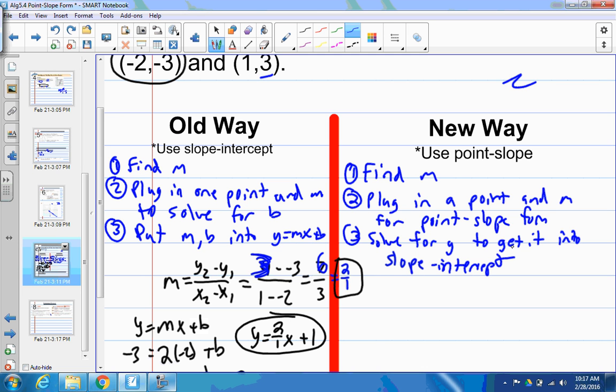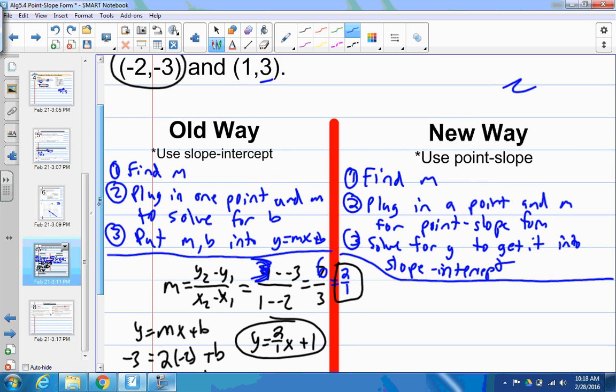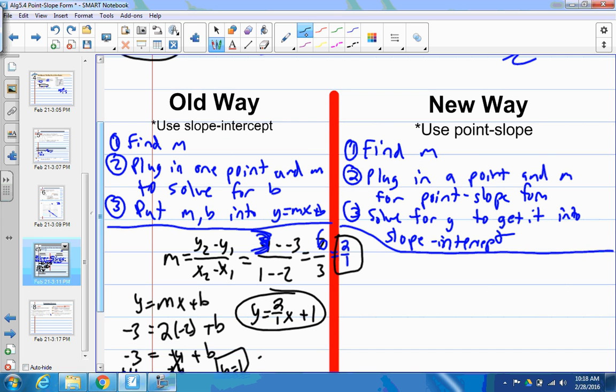This last one is optional. You don't necessarily have to unless it asks you to put it back in slope-intercept form. So let's show these steps now. All right. We have our points, we have our ordered pairs. So same thing, finding m. Step 1 would be finding m.